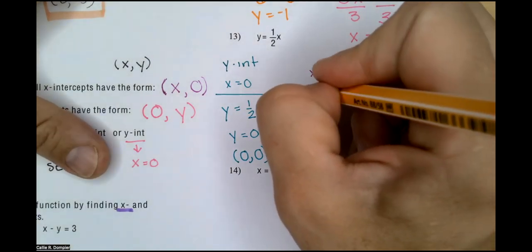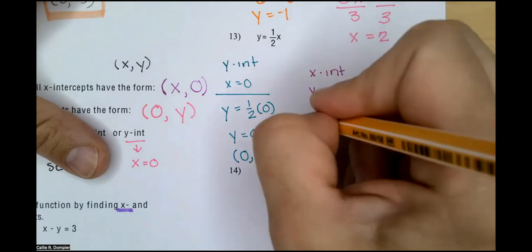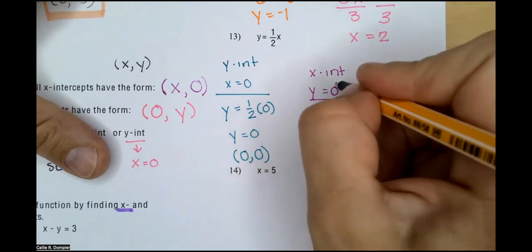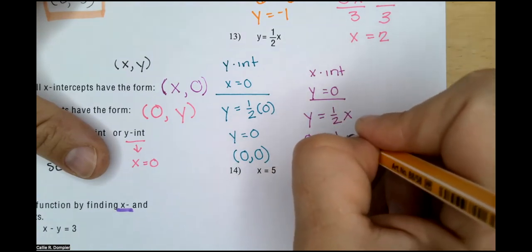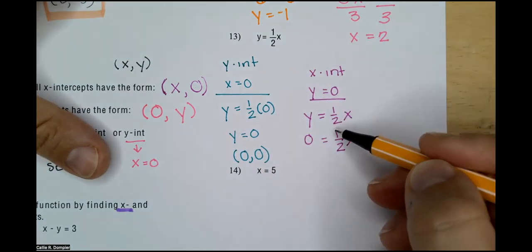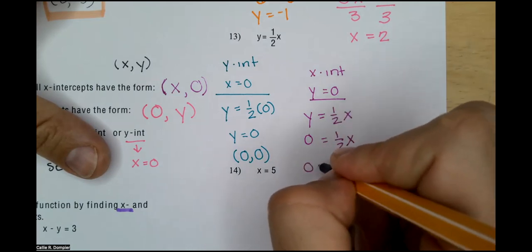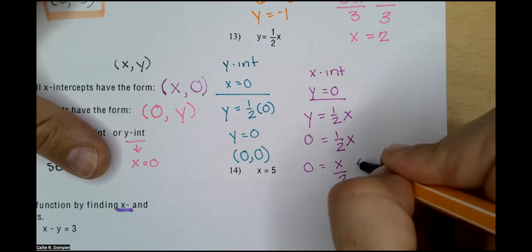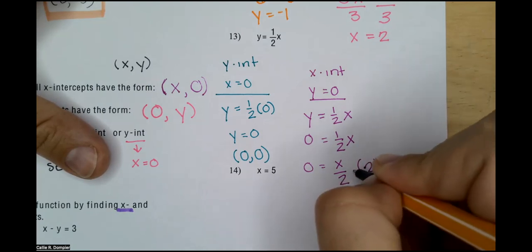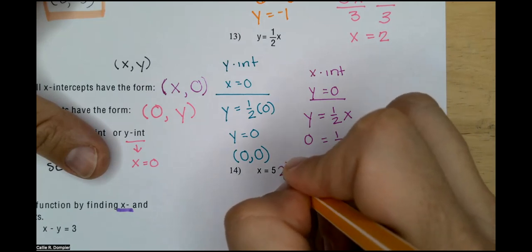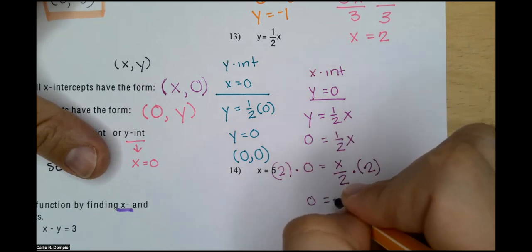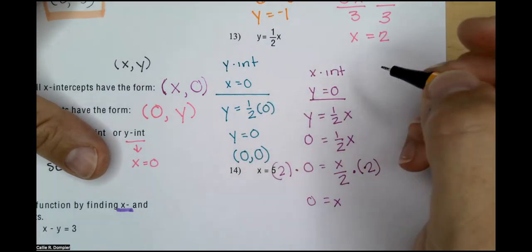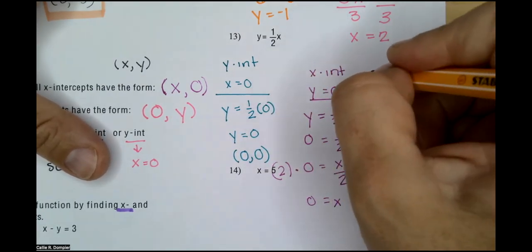And my x-intercept is when y equals 0. Y equals 1/2 x. Y is now 0, 0 equals 1/2 x. X is being multiplied by 1 and divided by 2. So another way to write it is x over 2. To get rid of the division by 2, I need to multiply by 2. 0 times 2 is 0. So x is still 0, which does line up. If my y-intercept is 0, 0, one of my x-intercepts should also be 0, 0.